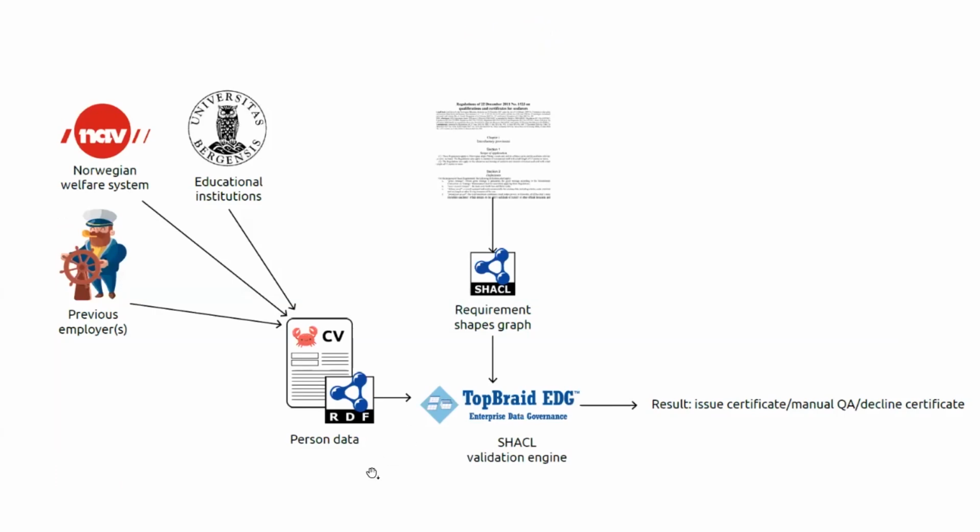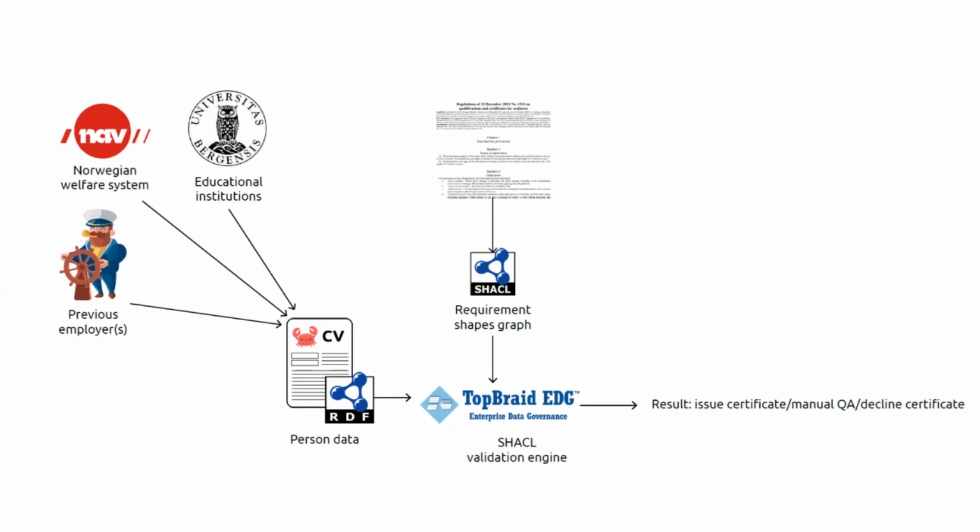So what we do then, when we have the SHACL graph in place with all the different certificates, luckily in Norway almost all of the public sector is quite digitalized, so we can access almost any data through APIs. So we extract data about the person through the Norwegian welfare system, educational institutions, and previous employers to create this profile around the person that is applying for a certificate.